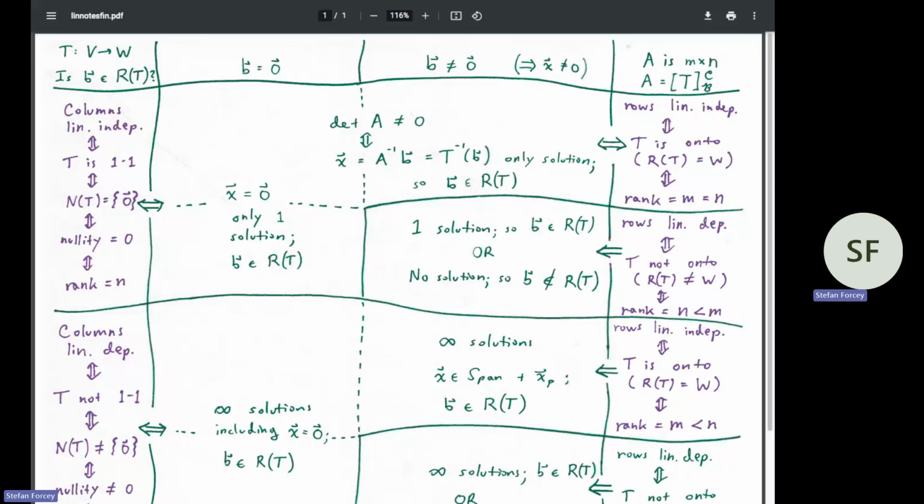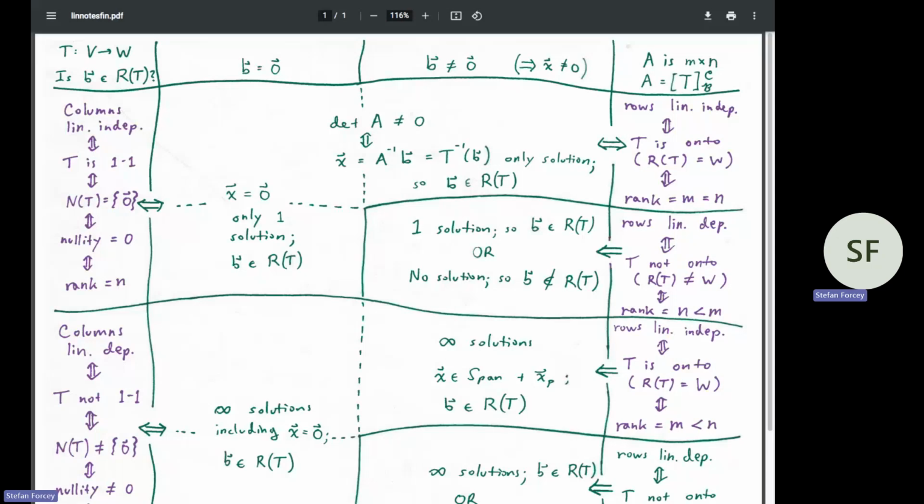But if the rows are linearly independent, then we know we're looking at a square matrix, because if both columns and rows are linearly independent, it has to be a square matrix. And that would also mean that the rank is equal to M, which is also equal to N, and T is onto as well as 1 to 1. That describes the top row there, and the determinant of A is non-zero in the square matrix A.